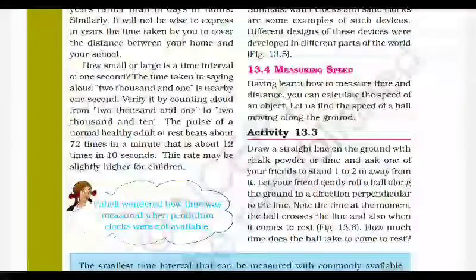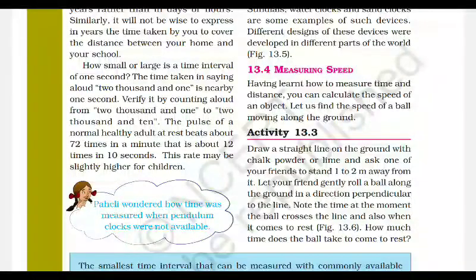Measuring speed. Having learned how to measure time and distance, you can calculate the speed of an object. Let us find the speed of a ball moving along the ground. Activity 13.3. Draw a straight line on the ground with chalk powder or lime and ask one of your friends to stand 1 or 2 meters away from it. Let your friend gently roll a ball along the ground in a direction perpendicular to the line.